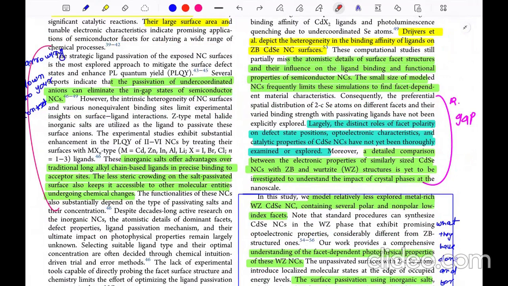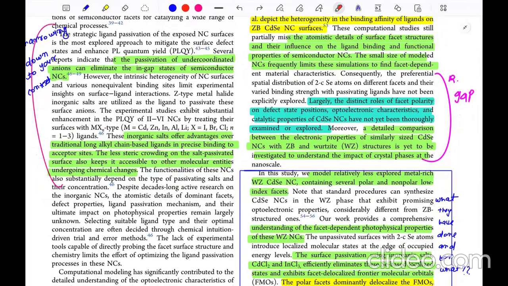Now this is the research gap. What is missing till now? Largely, the distinct roles of facet polarity on defect state positions, optoelectronic characteristics, and the catalytic properties of cadmium selenide nanocrystals have not yet been thoroughly explored. Moreover, a detailed comparison between the electronic properties of similarly sized cadmium selenide nanocrystals with two different phases, the zinc blende structure and the wurtzite phase structure, is yet to be investigated under the impact of crystal phases at the nanoscale.